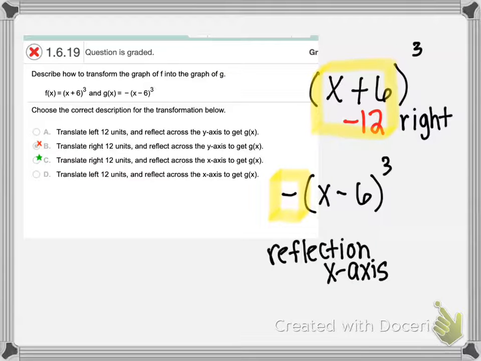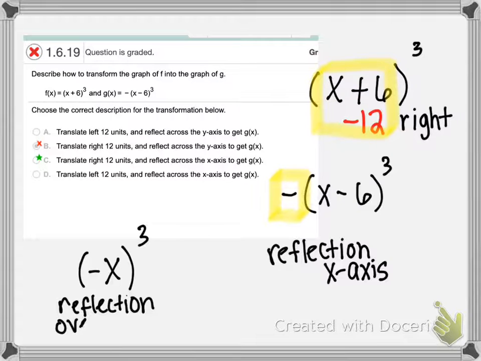negative on the inside. So if it looked like this, that would be a reflection over the y-axis because it's inside the function. So you've got to just remember that rule about reflections and the negative and where it's located. So that's the reason the answer for this one would have been C.